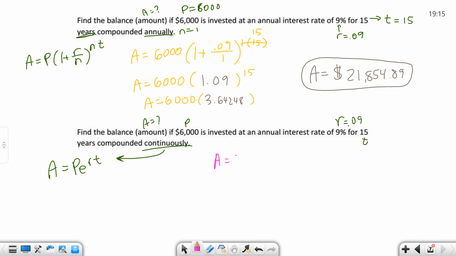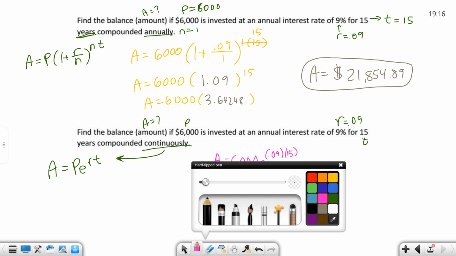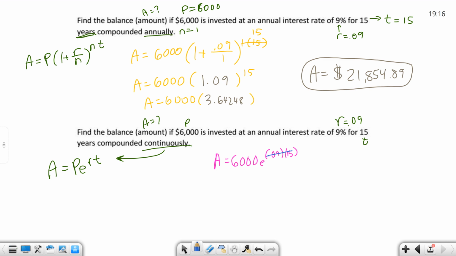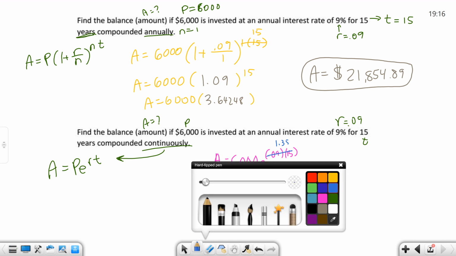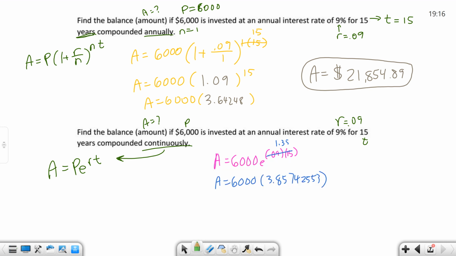So the amount here is going to be 6,000 E to the RT, 0.09 times 15. Okay, so 0.09 times 15 is going to be 1.35. And we're going to take E to that power. So this is going to be 6,000 times 3.857425553, blah, blah, blah. Okay? And we're not rounding that. We're just leaving it in our calculator times 6,000 is $23,144.55, which is greater than 21.8 whatever. So there's my dollar sign for that. $23,144.55 compounded continuously there. Okay?